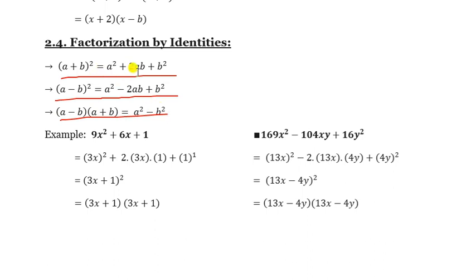When you get a plus sign, you have to use the form a plus b whole square. When you get a minus sign, you have to use the form a minus b whole square. And only when you get two square terms, that time we have to use this form. Let's see how. First example, 9x square plus 6x plus 1.